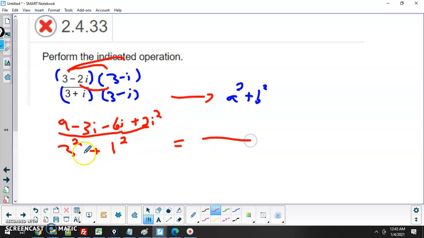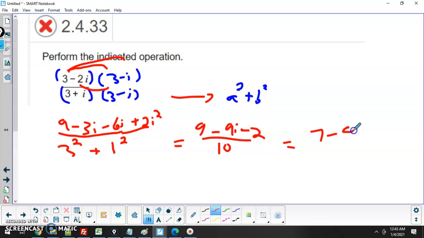So on the bottom you would have 3 squared plus 1 squared, so you'd have 10. On the top we can fix up the top a little bit, so 9 will be the same. Combine these two terms. Negative 3i minus 6i is negative 9i. You add them because they're the same signs. 2i squared. Now remember what we said with I squared? That's the same thing as negative 1. So negative 1 times 2 is just minus 2. And then we have 9 minus 2 is 7.